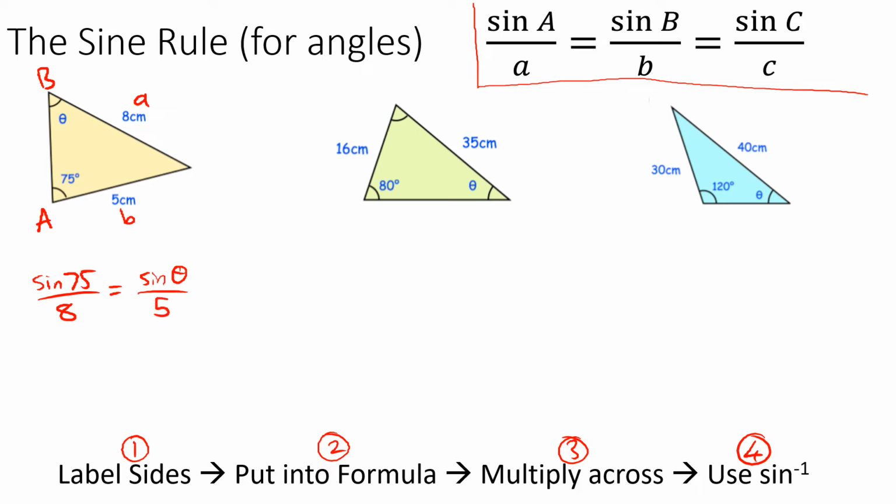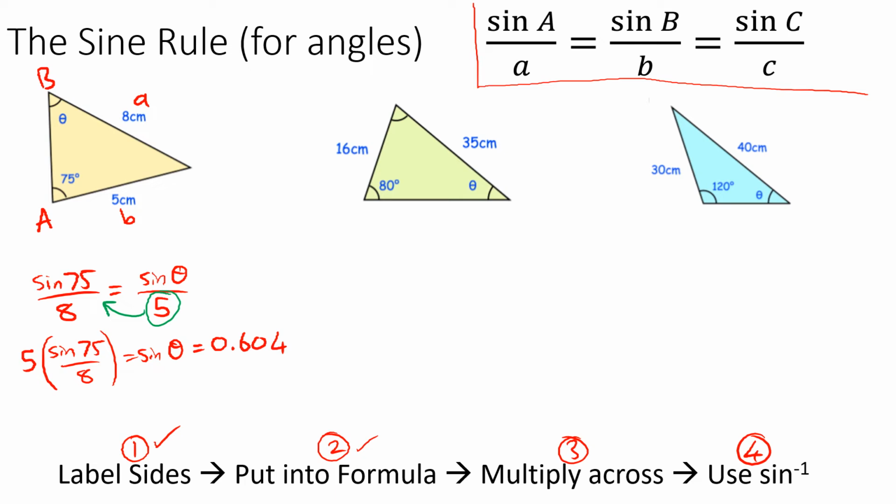Okay. Step 1 been done. Step 2's been done. 3, multiply across. So we're going to multiply across this time by a side length, by the 5. So it's by whatever's on the bottom of the fraction. So we've got 5 lots of sine 75 over 8 is equal to sine theta. And if we type that in, we'll get a lovely decimal, 0.604 or thereabouts.